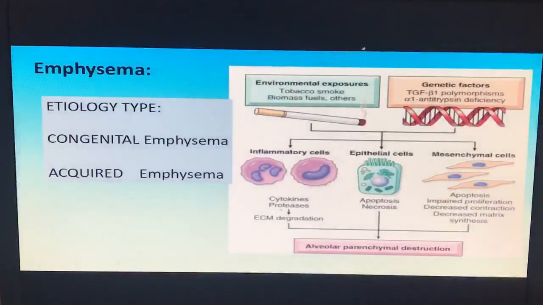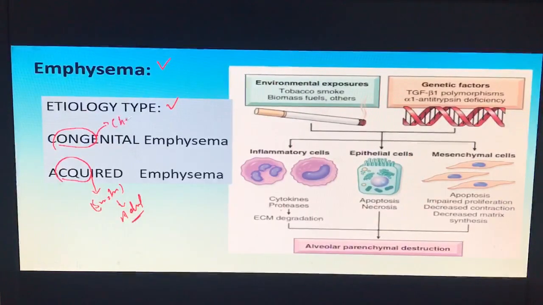Okay, let's talk in detail about the etiological types. The first thing is emphysema. First we discuss emphysema. According to etiology, there are different types: congenital emphysema and acquired emphysema. The acquired emphysema is due to smoking, and this occurs in adults. The congenital emphysema is present in childhood, in children around 5 or 10 years of age.